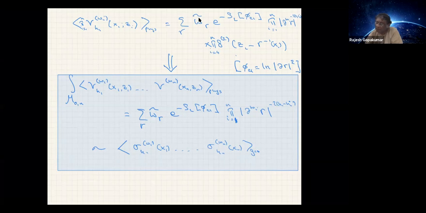From here, when you lift, this will be a higher genus surface. So in particular, the leading contribution will be genus 0, but the subleading one will have genus 4.